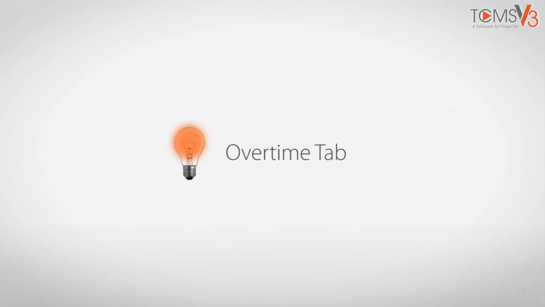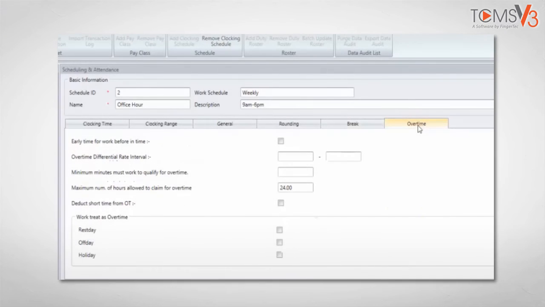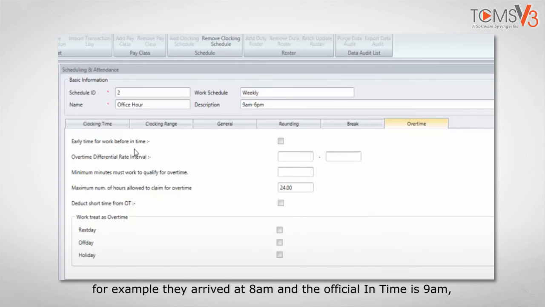Overtime tab. If your employees come early for work, for example they arrived at 8 a.m. and the official start time is 9 a.m., you can allow them to claim for overtime by selecting the option early time for work before start time. If your company has different overtime rate for different sessions of overtime, you can define the in and out time for the distinct overtime session.